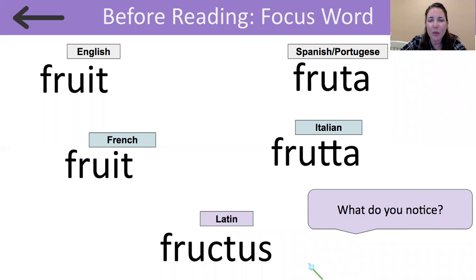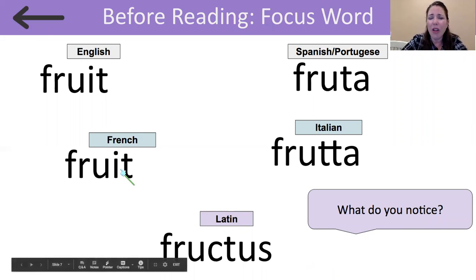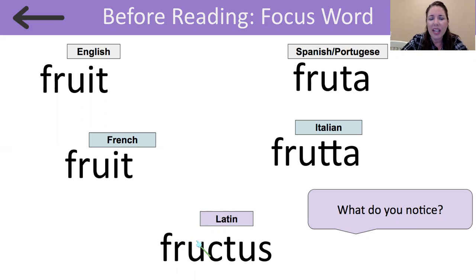So as I look at these words, you may have noticed, like me, that they all look very similar and they all have the same beginning letters of FRU in each language. Okay, readers, and I think you may have noticed also, like me, that the English word fruit and the French translation of the word fruit is spelled the same. So those are cognates because they have the same spelling in both English and French.